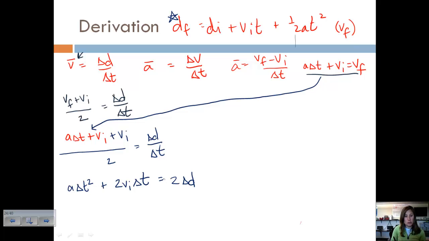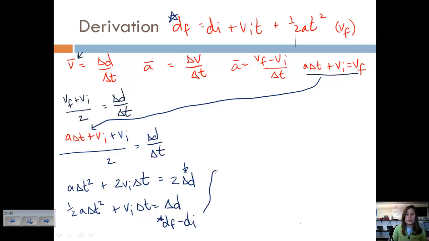Now I'm going to divide through by that 2. I probably could have just left it there because I want delta d by itself. So I have 1/2 a delta t squared plus, well, the 2 divided by the 2 will cancel, so v initial delta t, and that's equal to delta d. And I know delta d is also equal to d final minus d initial. So if I want d final by itself, I have to add d initial to both sides. So I'm going to end up with d final equals d initial plus v initial t plus 1/2 a t squared, which is what I wanted.